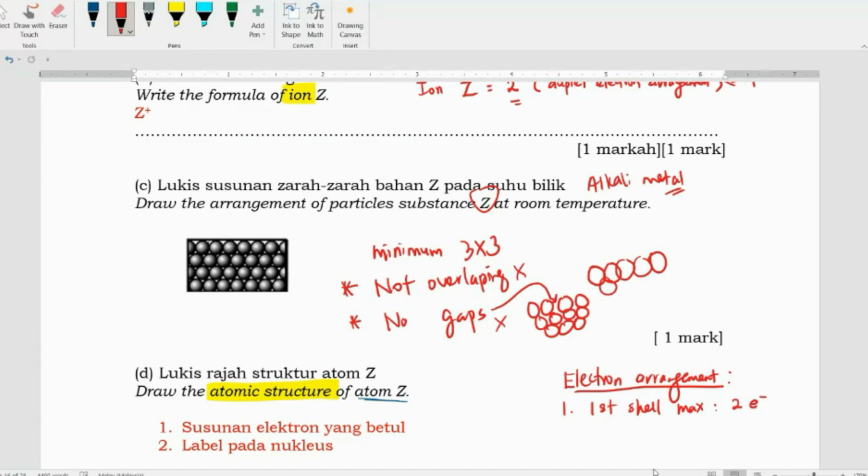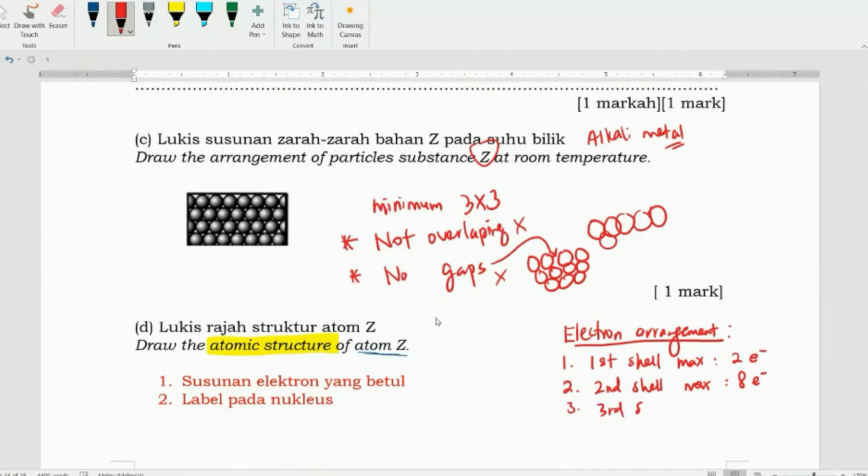Shell number 1, okay. Second shell, maximum how many? 8 electrons. Okay, third shell, maximum? For SPM level, how many can we put? 8 also. 8 also.